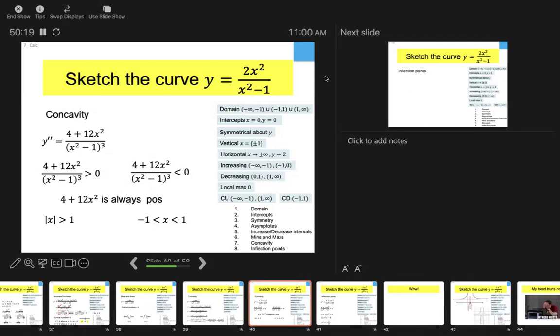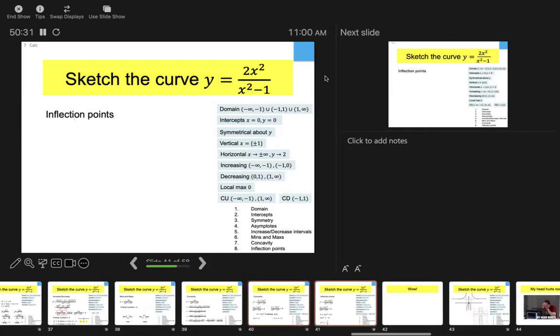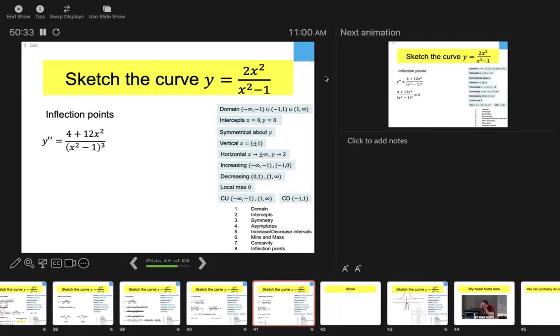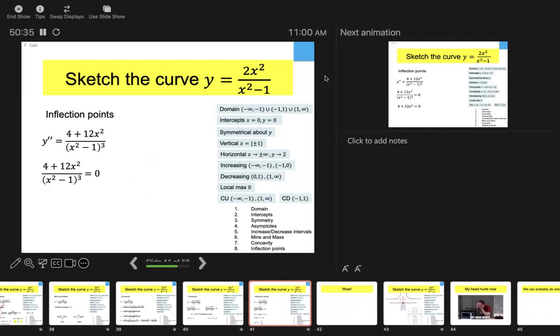We're now 15 minutes into this problem, not 10 minutes. Have we completed all the steps? We haven't done inflection. How do we find inflection points? We set the second derivative equal to 0 and solve. All right, do that real quick.